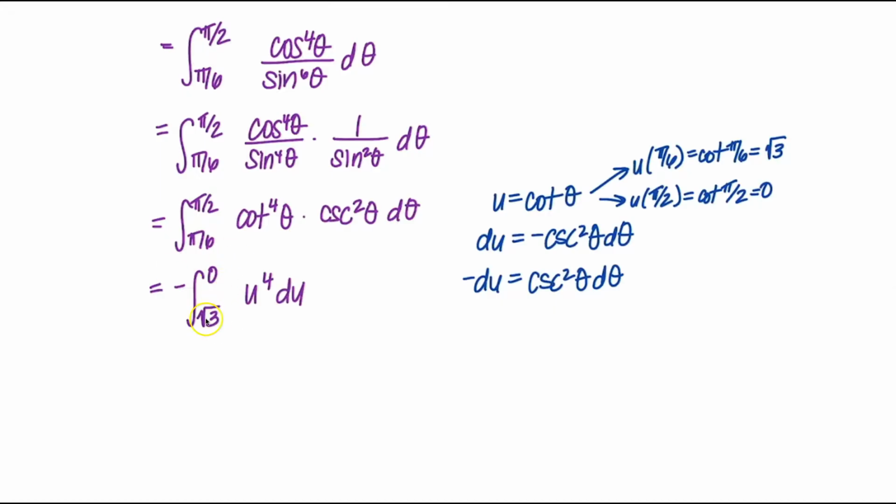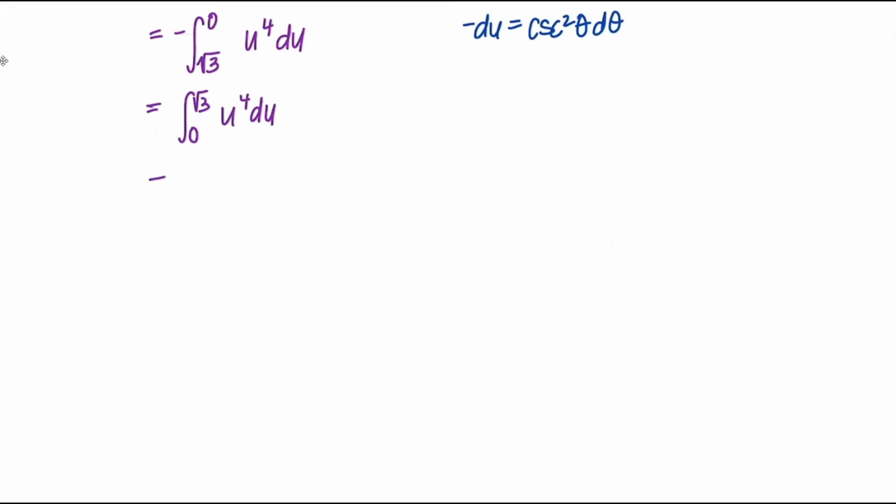Let's flip these limits of integration so I can get the smaller one on the bottom, and then that will get rid of this negative. So I have the integral from 0 to root 3 of u to the 4th du. We're in the home stretch here. We're going to take the antiderivative as 1/5 u to the 5th, evaluated from 0 to root 3.